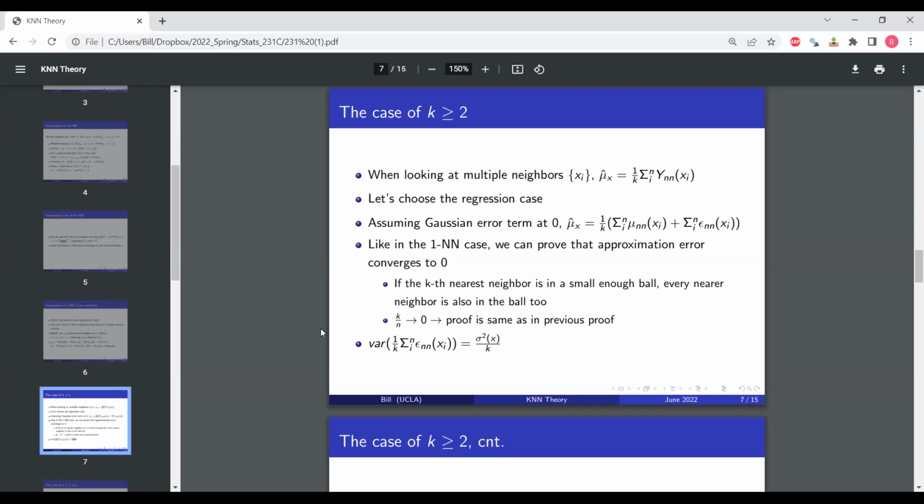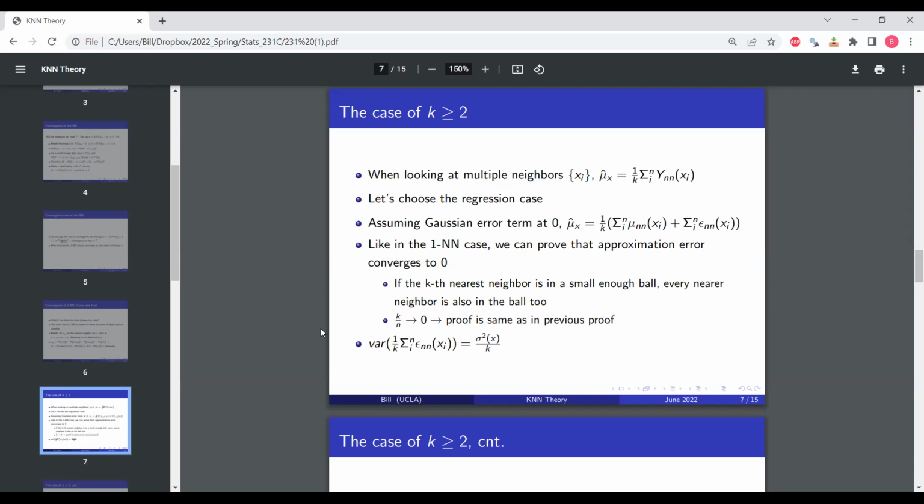And the reason for that is, assuming that the kth nearest neighbor is in a small enough ball, all other nearest neighbors are already in the ball. So here we can see that since k over n still approaches 0, the proof is the same as the previous case, because we set the question such that we are still essentially looking at the same case as in the 1 in n case.